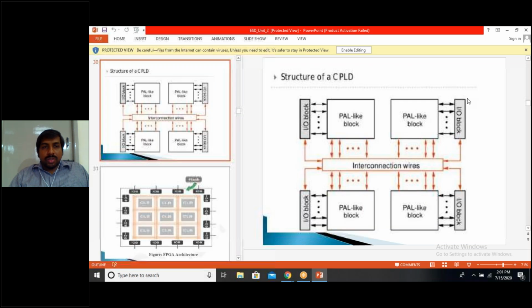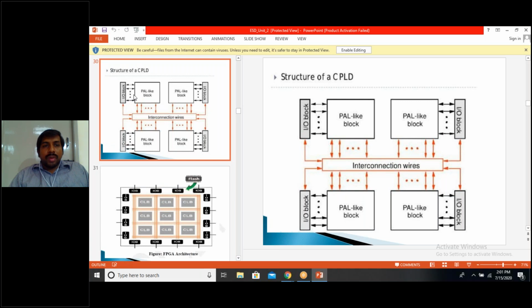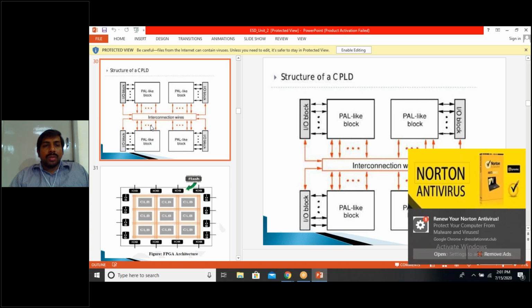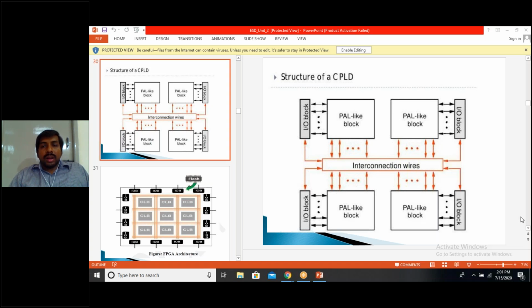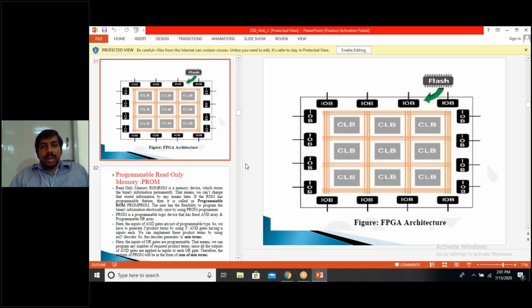So the structure of a PLD consists of PLDs connected by interconnection logic, and these are connected together by input output blocks. If you see the structure of a CPLD, it has PLDs connected by bidirectional buses using interconnection wires, and they are surrounded by input output blocks. So PLD is a simple PLD, CPLD means complex PLD. But if you go to FPGA, this architecture is entirely different.